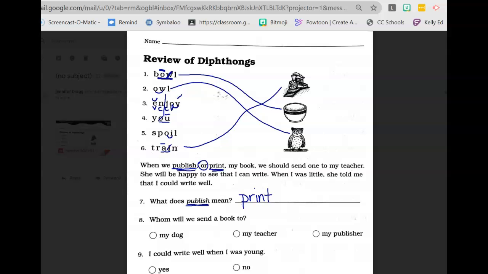Number 8, whom will we send a book to? Who will it go to? So send a book. Let's look for send a book. We should send one to my teacher.